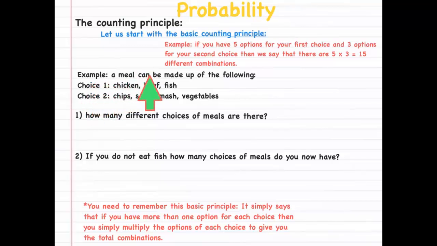Now, a meal can be made up of the following. For your first choice, you can choose chicken, beef, or fish, okay? And for your second choice, you can choose chips, salad, mash, or vegetables. Now, if I show you the long way, we can simply write here chicken, and I'll just write this out quickly. So that is chicken. Then we can also choose beef, and we can also choose fish, right? Okay, so they are the 3 options that you can choose for your first choice.